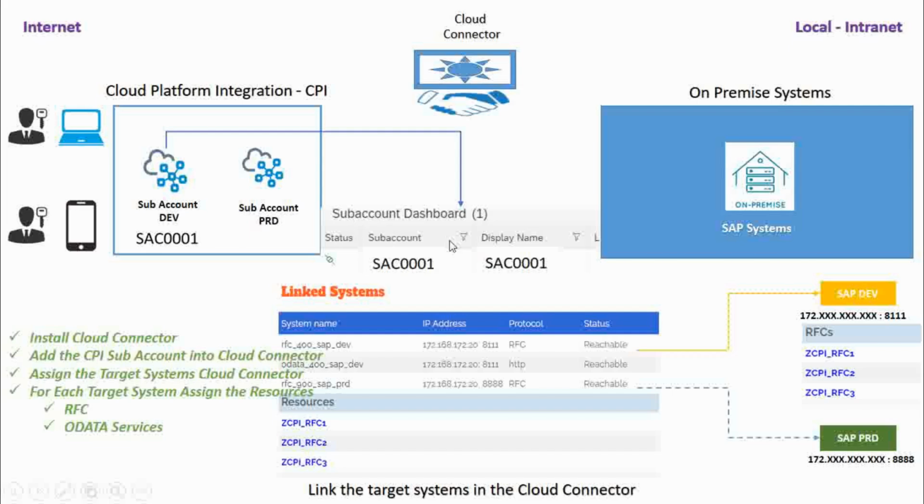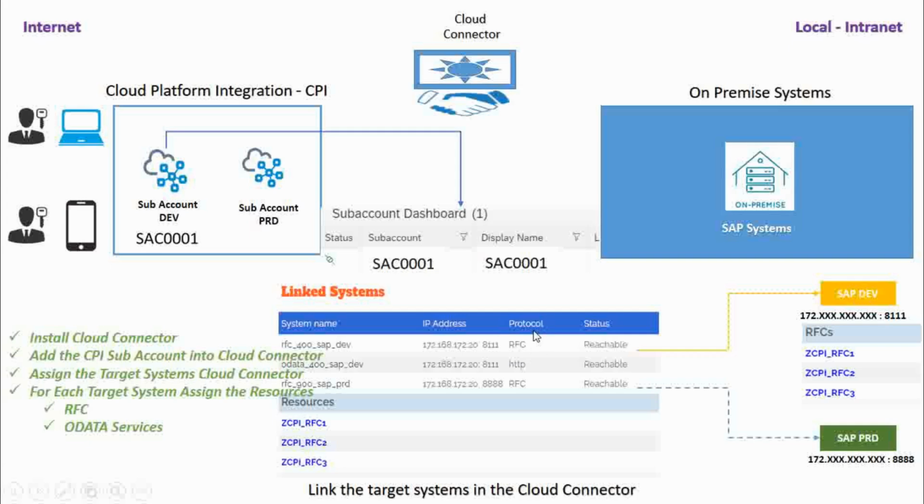So under each sub account, what are the linked systems? In the cloud connector there is another option called link the systems. Through that you can start giving the systems you are going to link to it. It will ask you for the actual internal IP address, internal port, virtual IP address and virtual port, and what protocol you are going to connect with. There are two types of protocol we have, RFC and HTTP. So we are focusing on the RFC connection now.